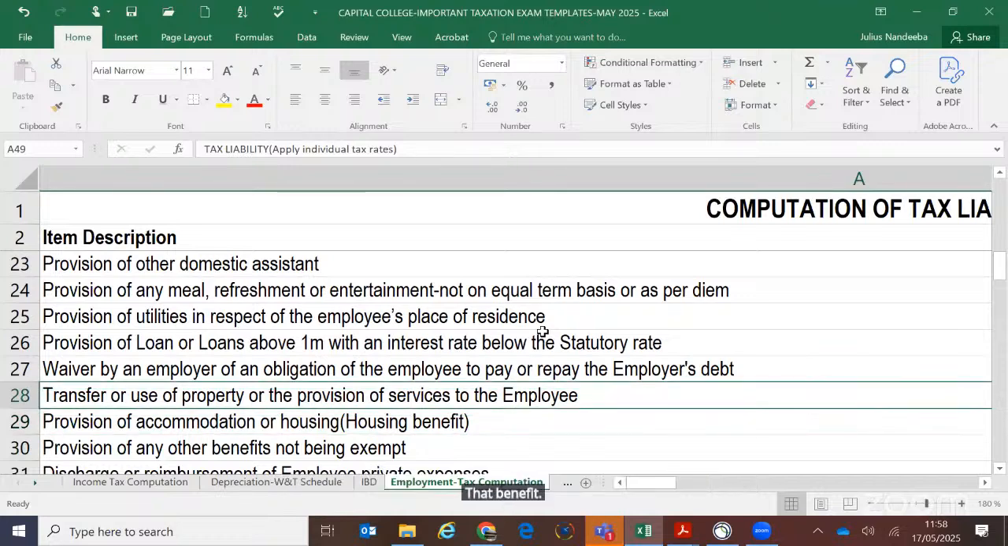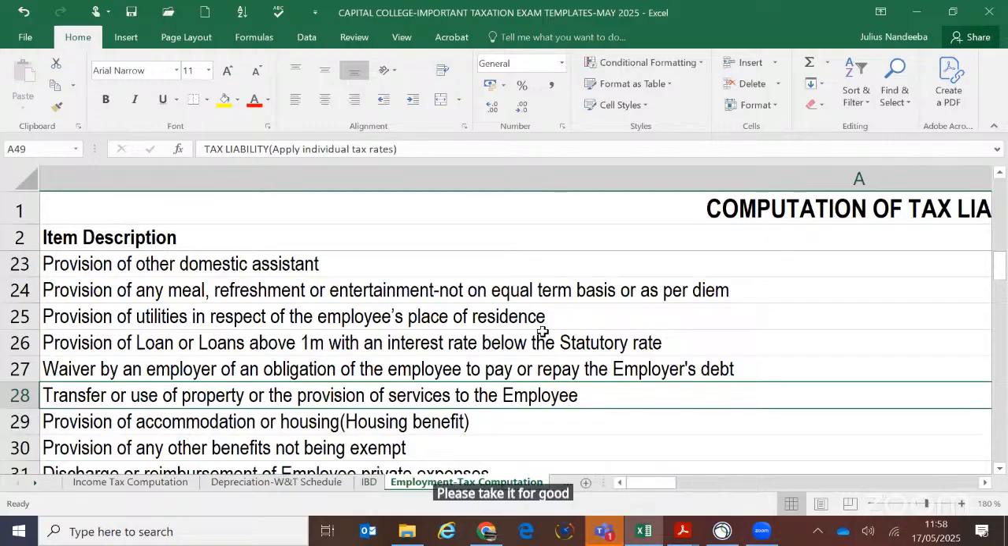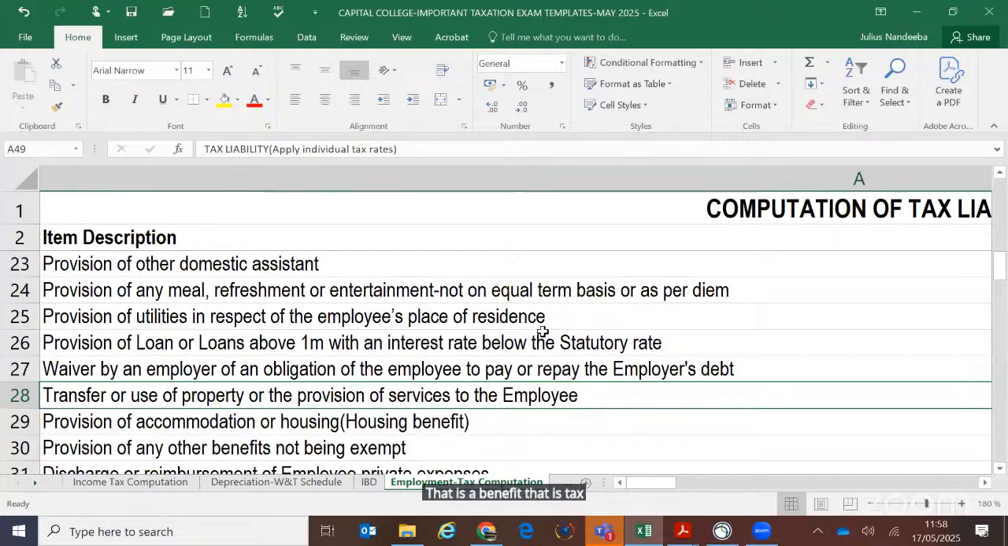There are also times when the employer has given you physical properties. You have a laptop that you have been using and it remains the property of the company, but at one point they say, "Please take it for good." You have a vehicle that they have given you for good, for tax, that is a benefit that is taxable on you.